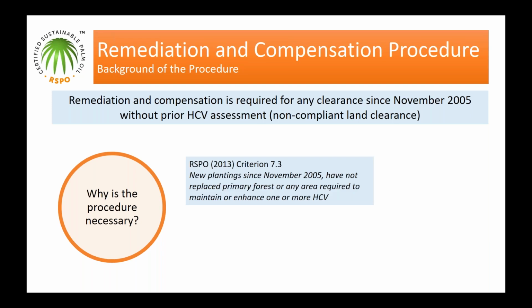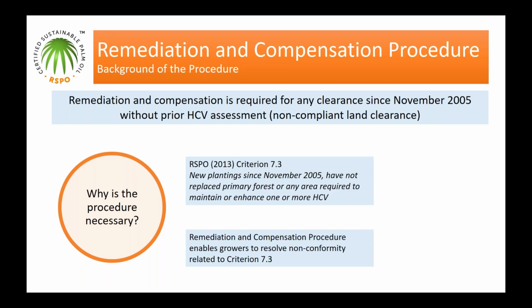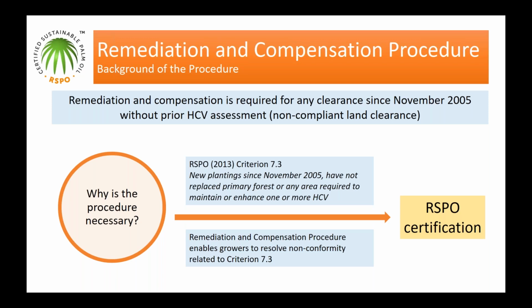Why is the procedure necessary? RSPO has this criterion 7.3, which states that new plantings since November 2005 have not replaced primary forest or any area required to maintain or enhance one or more HCV. So the remediation and compensation procedure enables growers to resolve non-conformity related to criterion 7.3. So in order to get RSPO certified, growers with non-compliant land clearance will have to complete the remediation and compensation procedure.